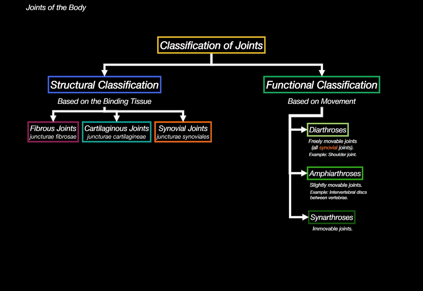Synarthrosis allow very little movement, to the point that they really do not allow mobility at all. They are immovable joints. Can you guess an area in the body where those type of joints can be? Well, we got the sutures of the skull. Awesome.